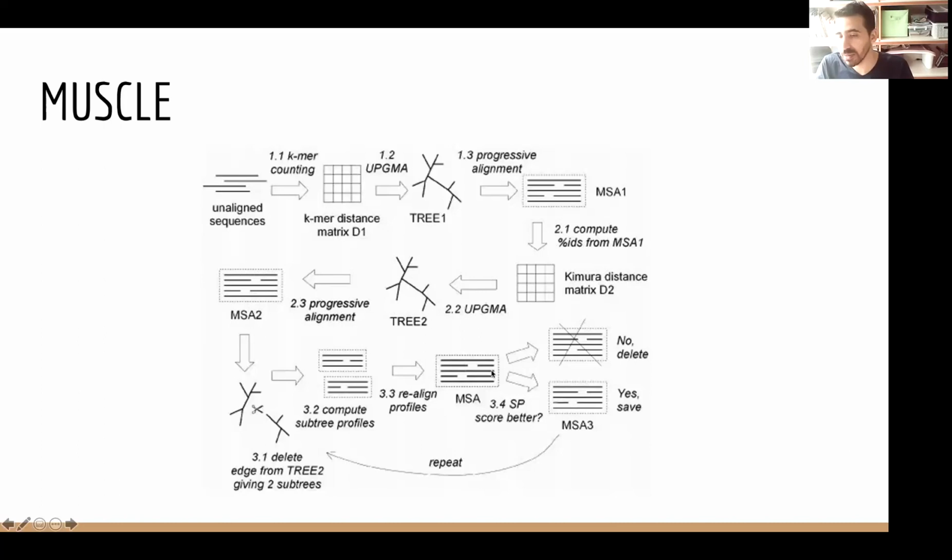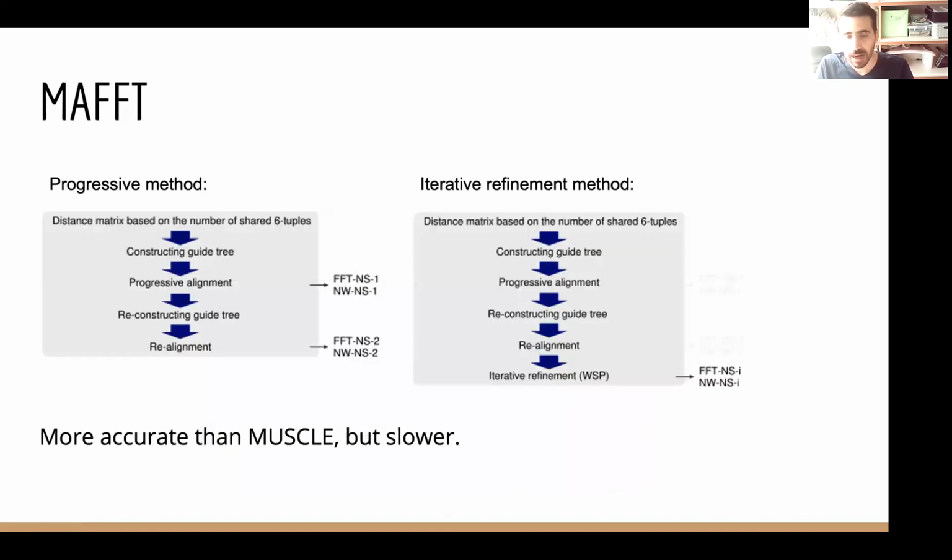If the score is better, then go with that and do the same thing. Go back and again generate the tree, divide into two, redo the calculation and so on. If the score is better, do again the same thing. If not, then the resulting multiple sequence alignment is going to be your final multiple sequence alignment. This is a very nice strategy, and it's iterative, and it works well so far. MAFFT is sort of more accurate than MUSCLE, but it is slower. So if speed is not an issue for you, you can also use MAFFT.